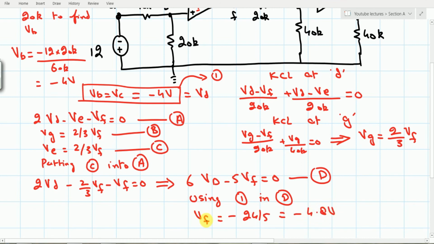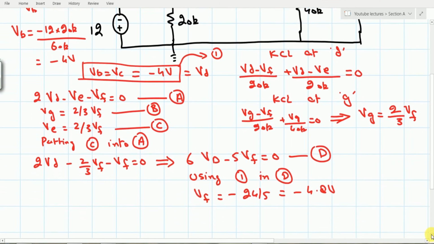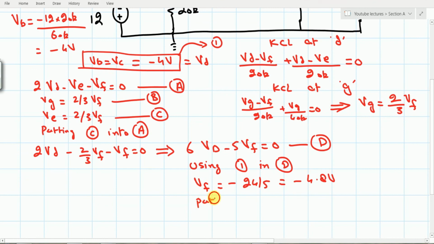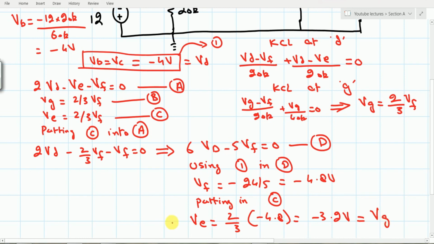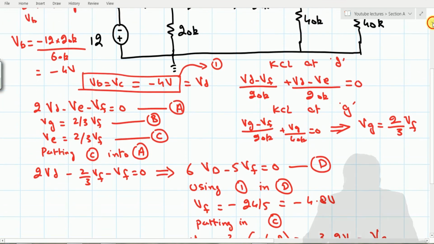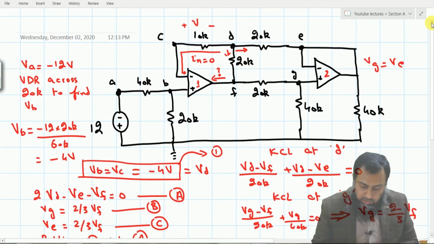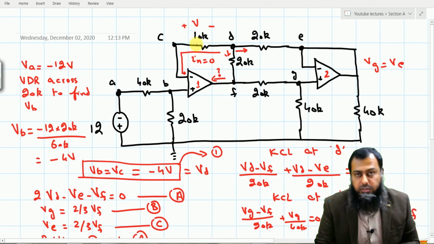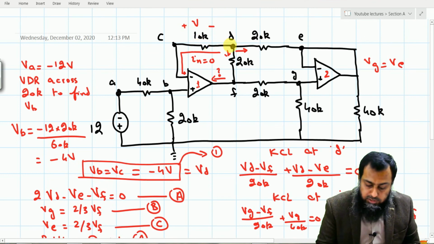Now that we know the value of VF, if I substitute that in equation number C, we get that VE is equal to 2 by 3 into minus 4.8, which is equal to minus 3.2 volt, which is equal to VG as well, because of the concept of the virtual short. So you see how simple this particular question was. However, the main trick throughout this question is to understand that there is no voltage drop across this 10 kilo ohm resistance, and hence we have VC equal to VD.